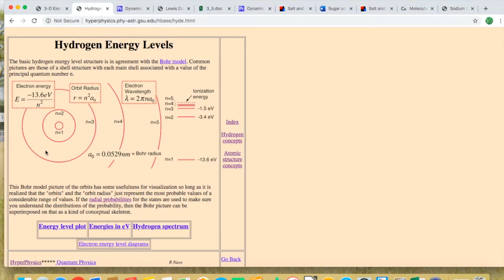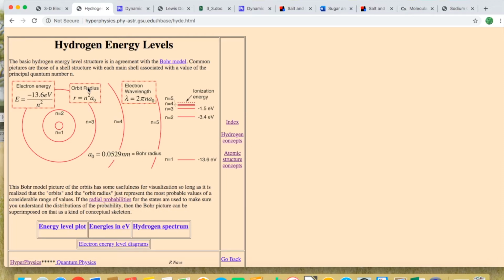Electrons can't exist in any shell, say 1.5. There's no such thing. They can't exist in here. They have a 0% probability of being found at certain locations and a much higher probability of being found at certain other locations. So that's the nature of how electrons occupy space around the nucleus of an atom.